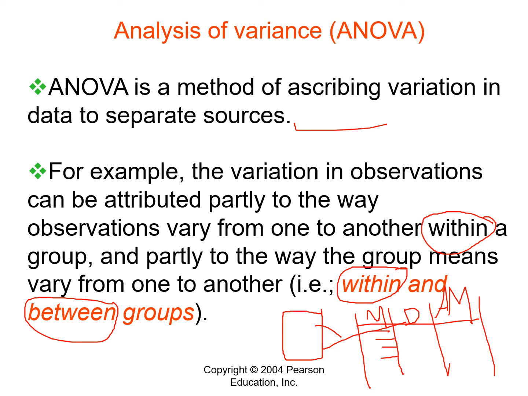Anyhow, the ANOVA method is a method used to ascribe variation in data to separate sources, to isolate this variation into two sources. Source 1, the variation inside or within groups, and the other one, the variation between groups. If the variation between groups is greater than the variation within groups, then we can say there is a significant difference between groups. This is a general idea.